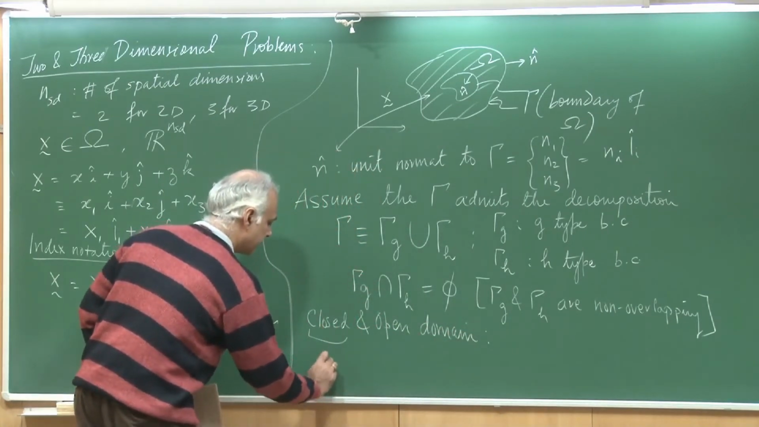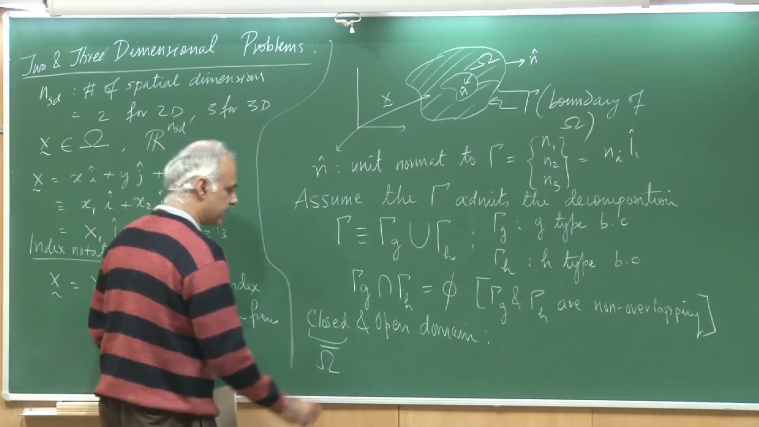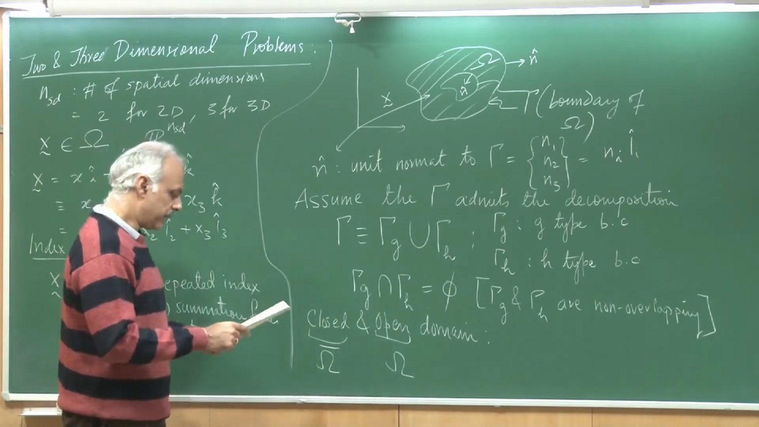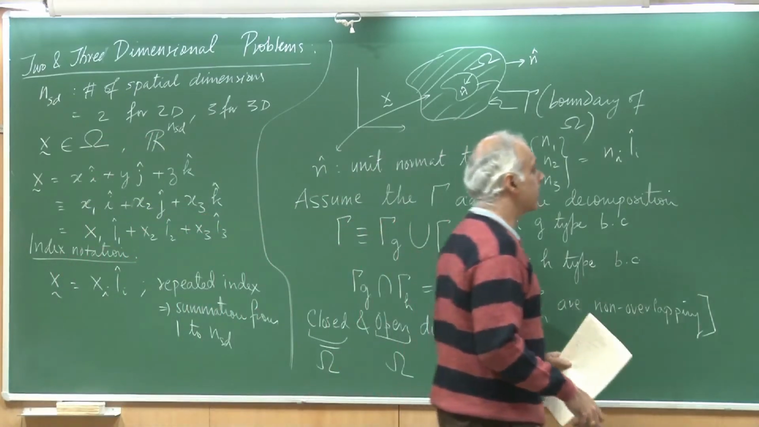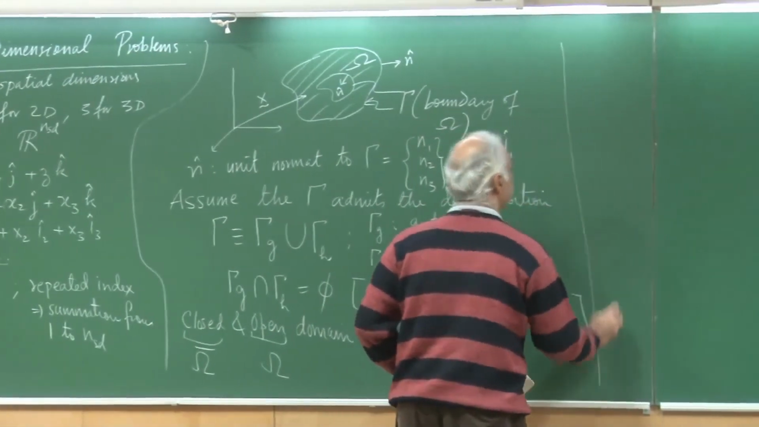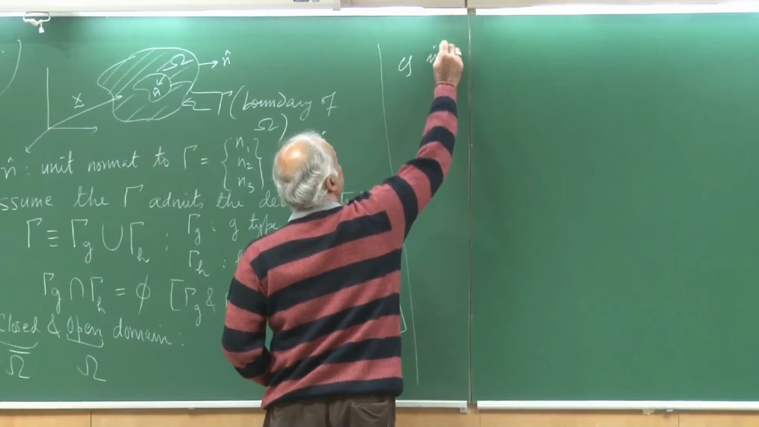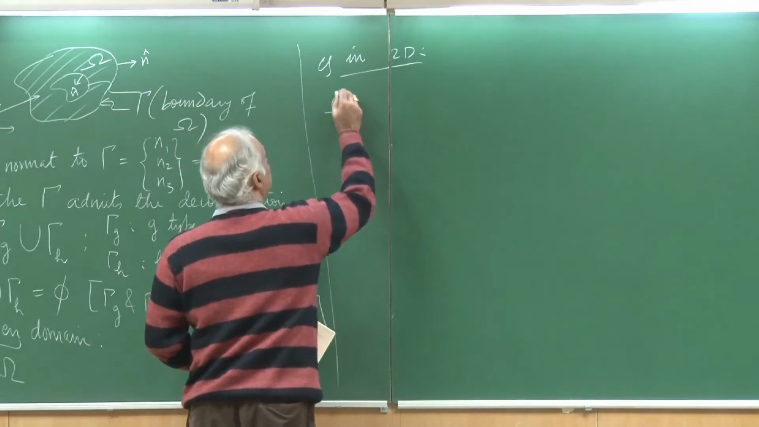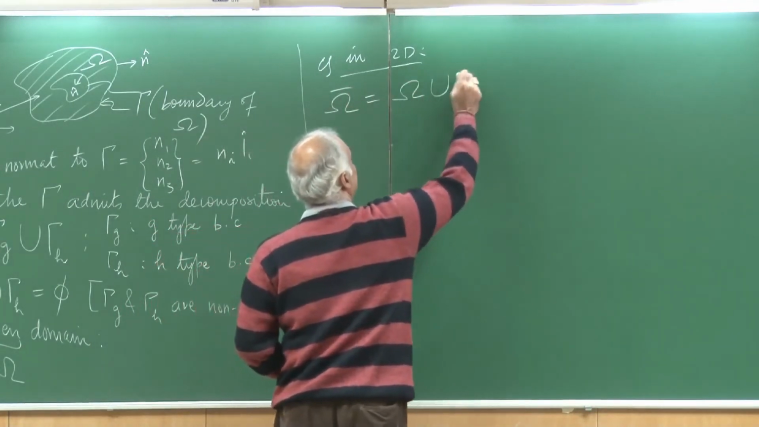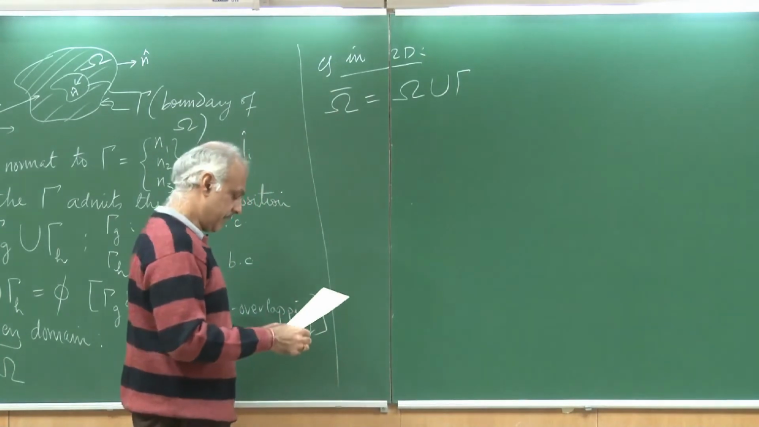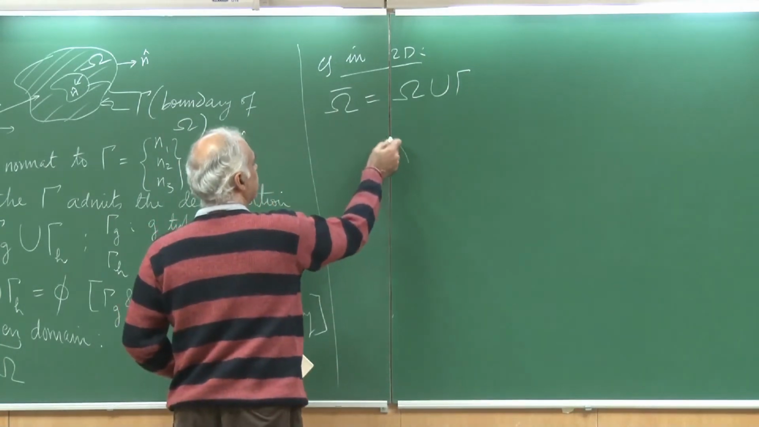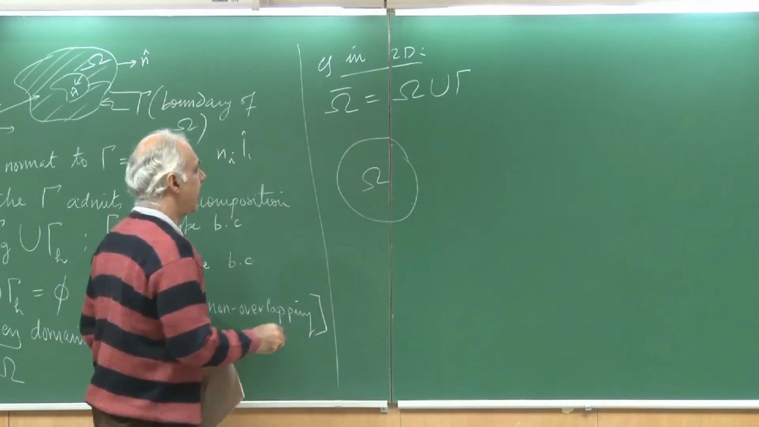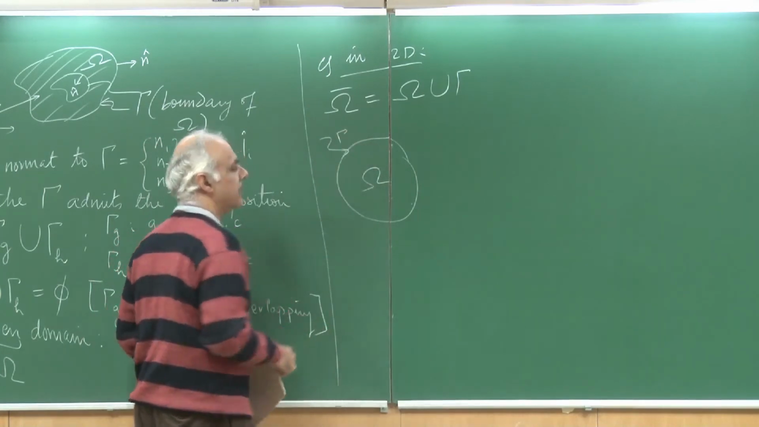So, closed would be something like omega with an overbar, and open is of course just the omega. So, let me show this to you in 2 dimensions, so pictorially. So, example in 2 dimensions. So, omega bar is actually omega union gamma, the boundary. Okay. So, let us say there is this domain which is omega, and this is the boundary gamma.